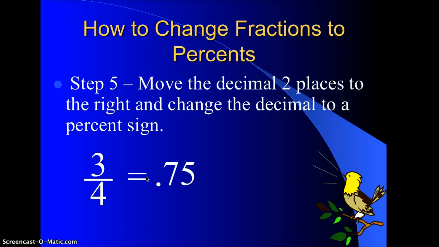The reason you're doing that is because it's all over 100. So any fraction that is over 100 can be written as a percent by having no decimal and having the percent sign. Also, if your fractions are already written over 100, you already know what the percent's going to be. You move that decimal over and change it to a percent sign. So 75%. So 3/4, 75 hundredths, and 75% are all equivalent.